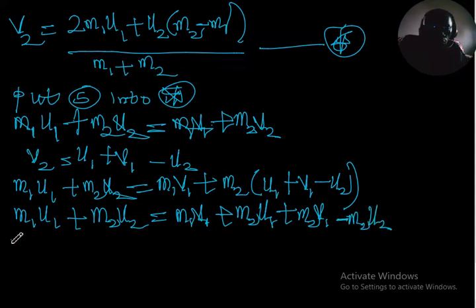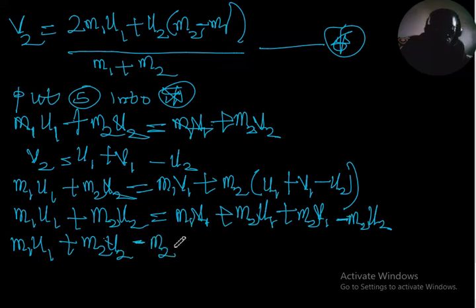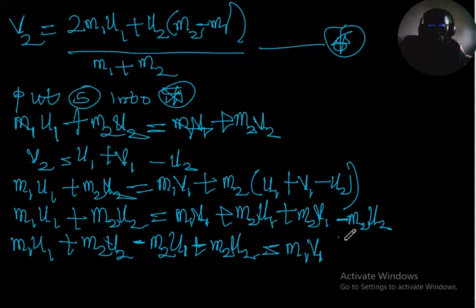So bring all the U and U together. So I have M1 U1 plus M2 U2, what we have on the left hand side. Then you have M2 U1 here. I'll bring that to the other side. It becomes minus M2 U1. Then I have M2 U2. Negative coming over, it becomes plus M2 U2. Everything equals to the V. M1 V1, then plus M2 V1.